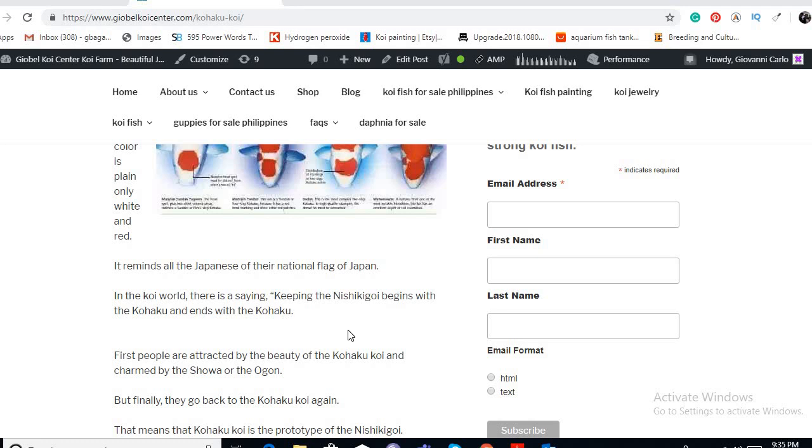Kohaku is a very important variety in Japan because it reminds all the Japanese of their national flag, since its color is white and red only, and especially the Tancho Kohaku really looks like the Japanese flag. And there's a saying in the koi world: keeping Nishiki koi begins with the Kohaku and ends with the Kohaku.